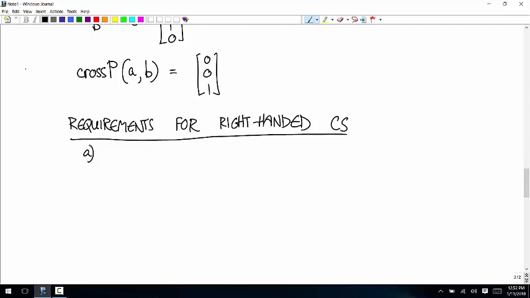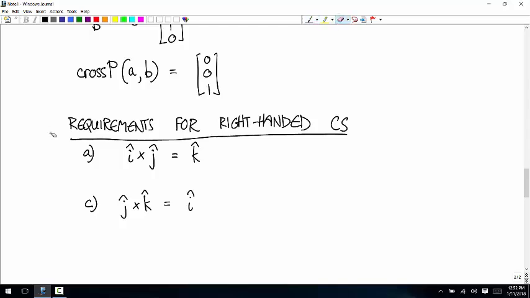And the requirements are that the x-axis crossed with the y-axis is equal to the z-axis. So I'll write that as i cross j is equal to k. I'll skip ahead to C. We'll come back to B in a second. The x-axis crossed with the y-axis crossed with the z-axis, so j cross k is equal to the x-axis.